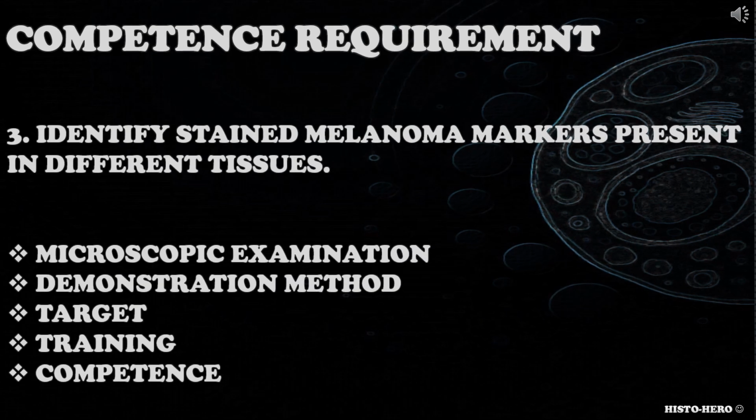The third competence requirement is identify stained melanoma markers present in different tissues. Candidates should be able to identify epithelial cells on a stained slide. Can the candidate identify melanoma markers on a stained slide correctly? Do they use correct microscopic techniques to identify them? Can they identify the demonstration methods used to identify melanoma markers?